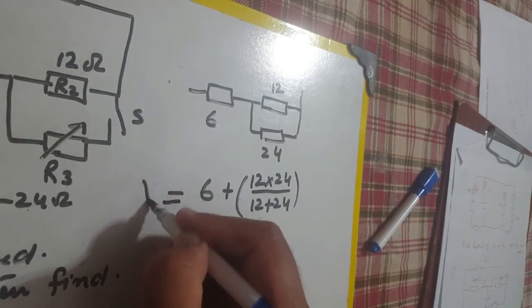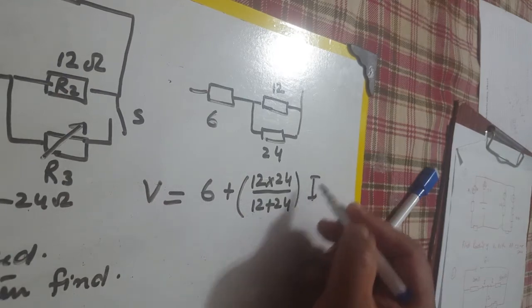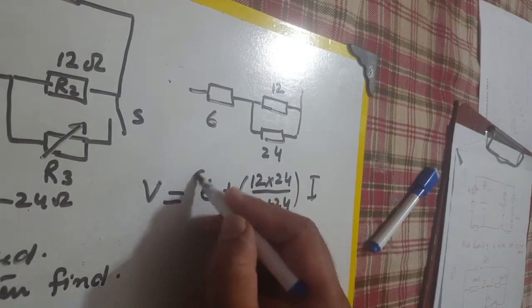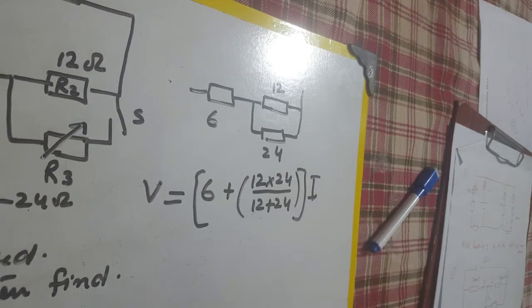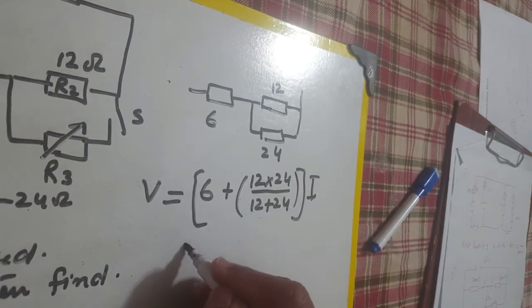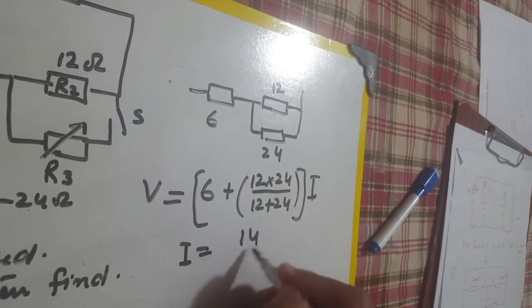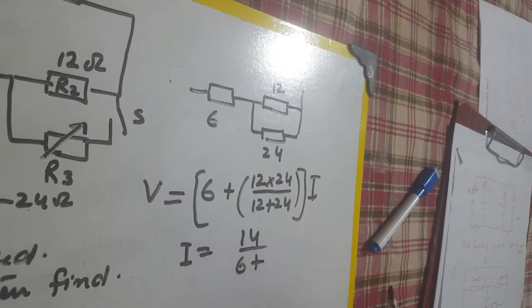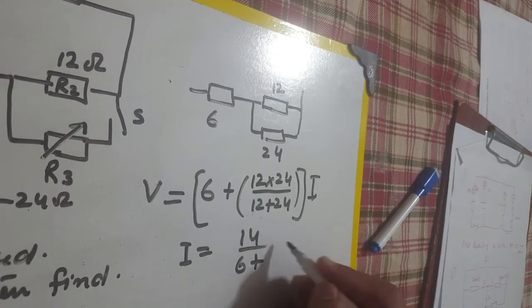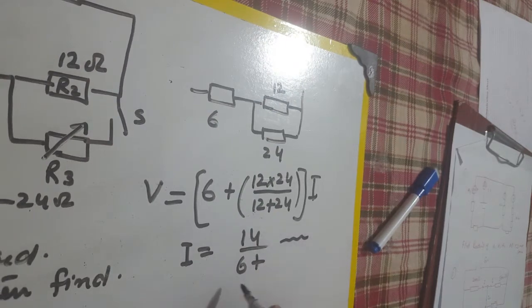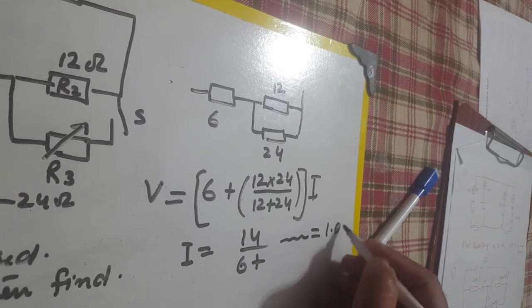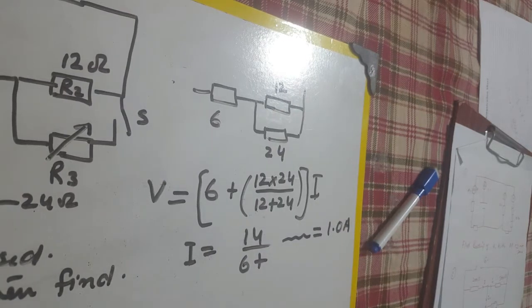So V is equal to IR. This is all R, and this is I. So I is equal to V, which is 14, over 6 plus the parallel combination. इसको सेटल कर लेते हैं, और ultimately you will get a 1.0 ampere current. You just solve this and you will get 1.0 ampere current.